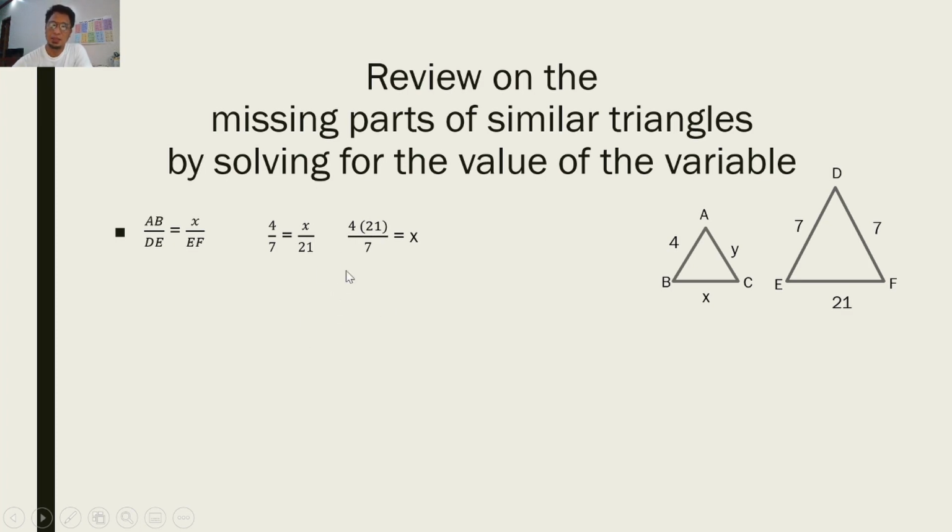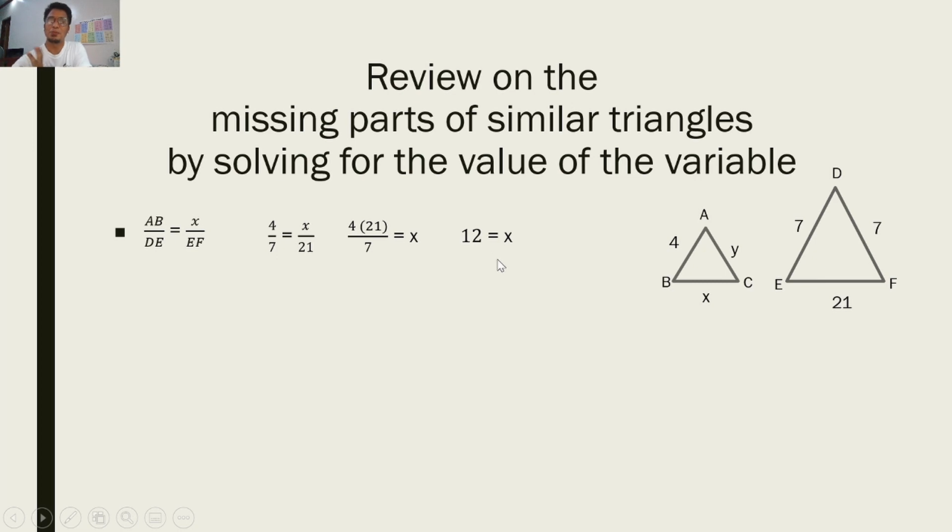So, that is 4 times 21. Para mawala lang yung denominator nating 21 dito. Over 7. So, pwede natin cancelin ito. That will give you 7 at saka 21 divisible by 7, 1 at saka 3. So, 4 times 3, that will be 12. So, what we're looking for, the value of x here is basically 12.